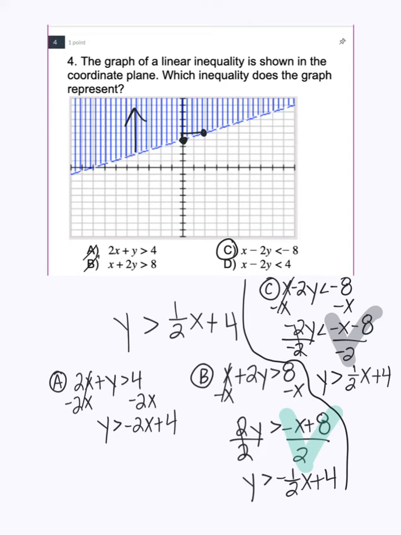The answer is C. Again, you have to solve for y when your problem is in standard form or is not solved for y, okay? There's no way you can determine the slope and the pieces without solving for y.